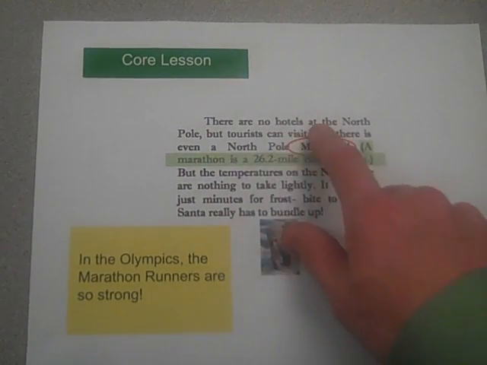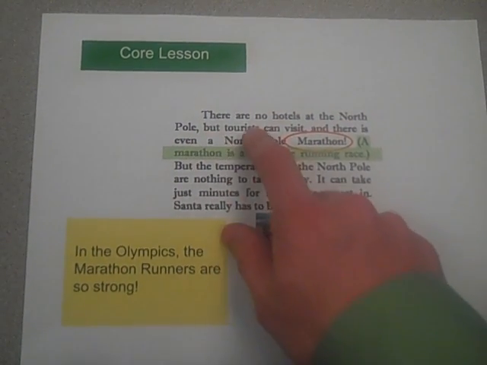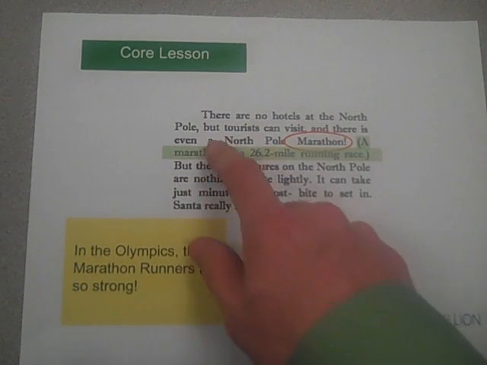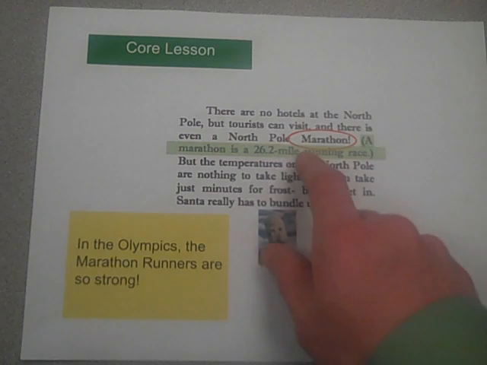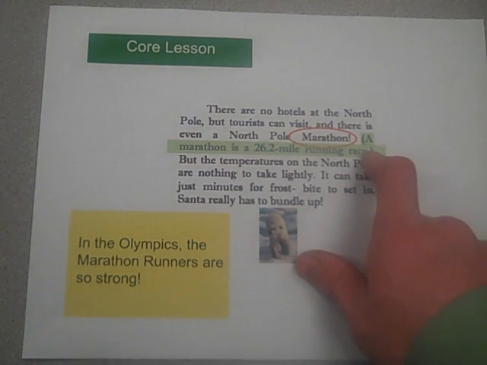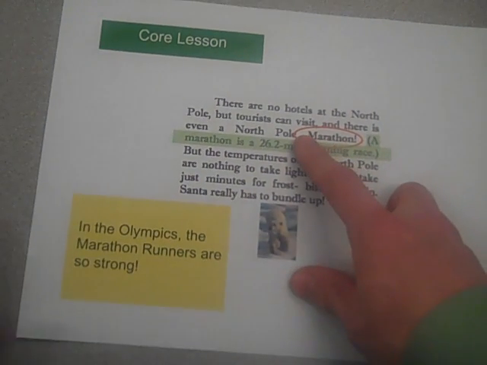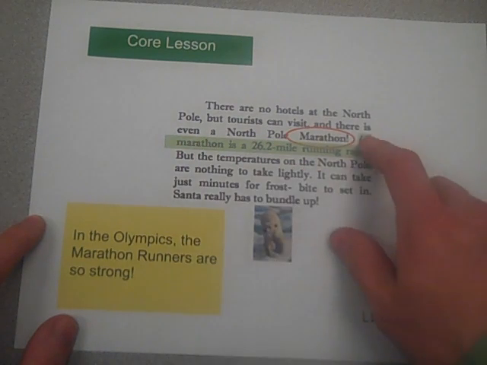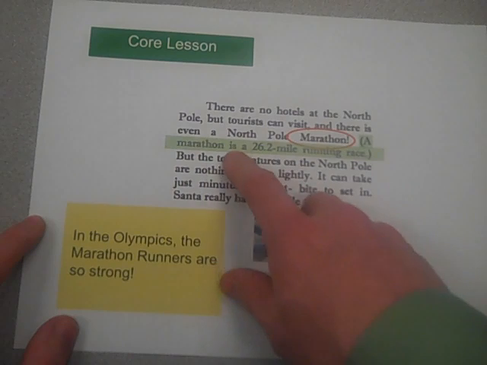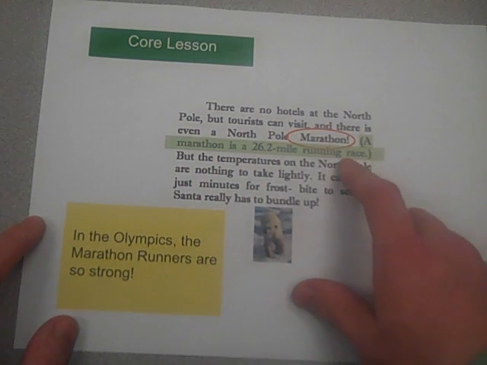There are no hotels at the North Pole, but tourists can visit, and there is even a North Pole Marathon. A marathon is a 26.2-mile running race. Well, at this point you should stop and say, hey, I don't know what that word is. What is a marathon? And pay attention to the words around it. As I do that, I notice that there is actually a definition written right in parentheses after the word marathon. It says a marathon is a 26.2-mile running race.